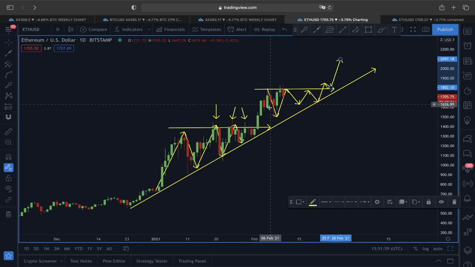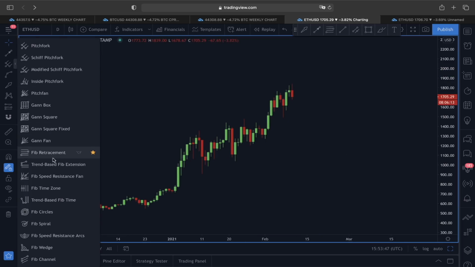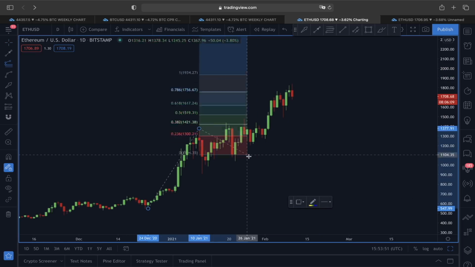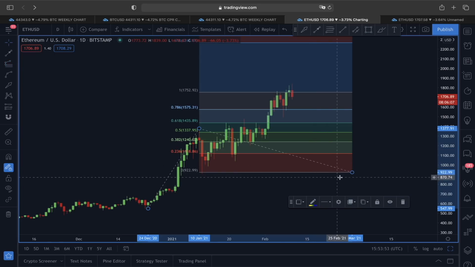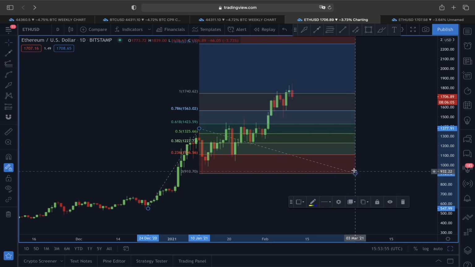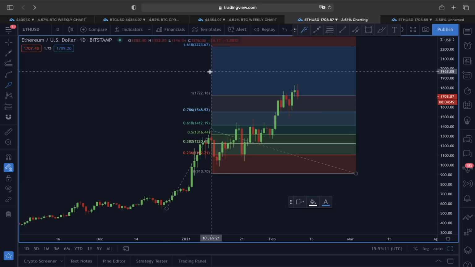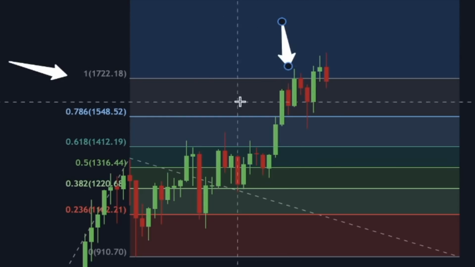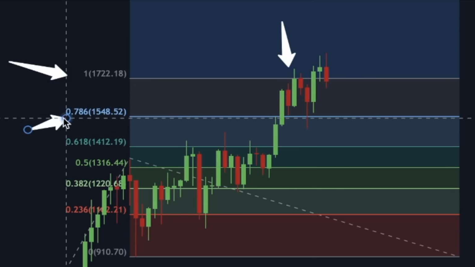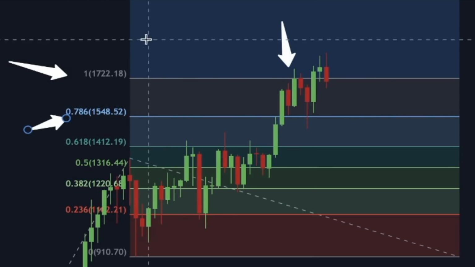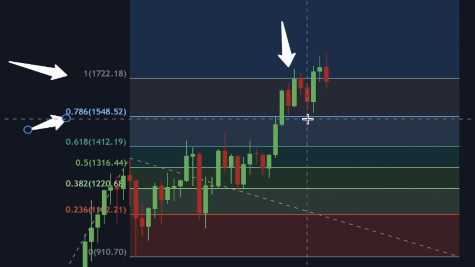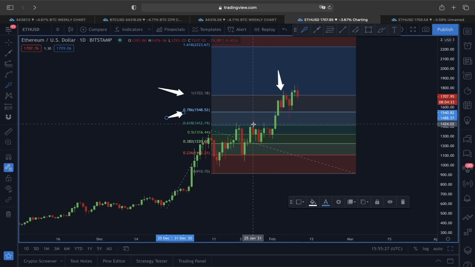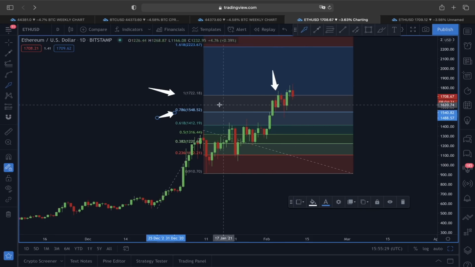But so far, I think the smaller pullback doesn't matter that much, because just like with Bitcoin, I would also add this scenario here using this Fibonacci extension level. So you can see here, guys, exactly after reaching this 100% Fibonacci extension level, we found a resistance. Price got a pullback around this 0.786 Fibonacci extension level of $1,548, and then again we started heading in upper direction.